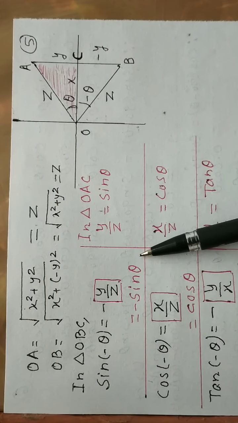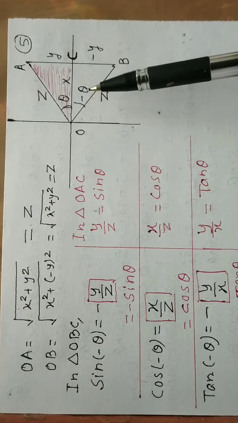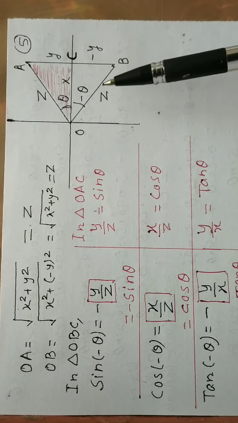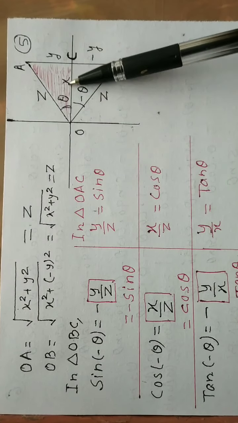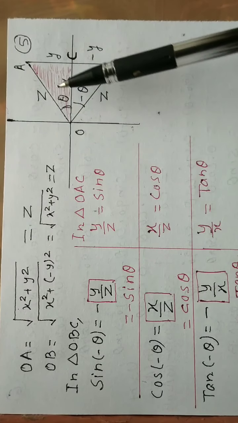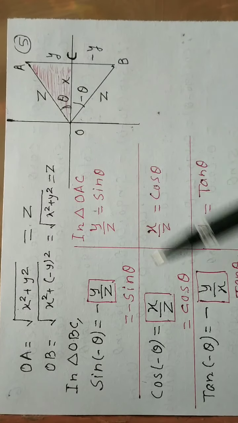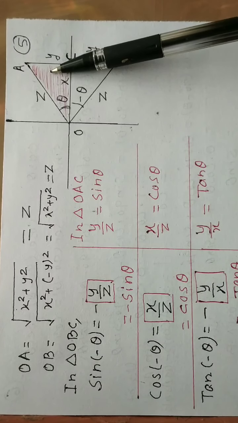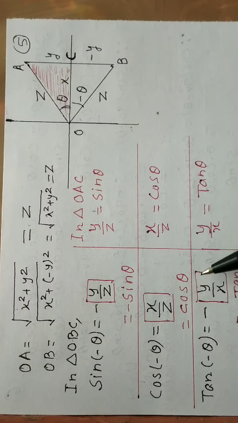Why is the formula this? Cos minus theta. Just see this step, this triangle in the bottom. Cos minus theta is x by z, but x by z from the upper triangle is cos theta. So the minus disappeared. X by z is equal to cos theta from the red triangle. Putting the value of x by z, we get cos theta.